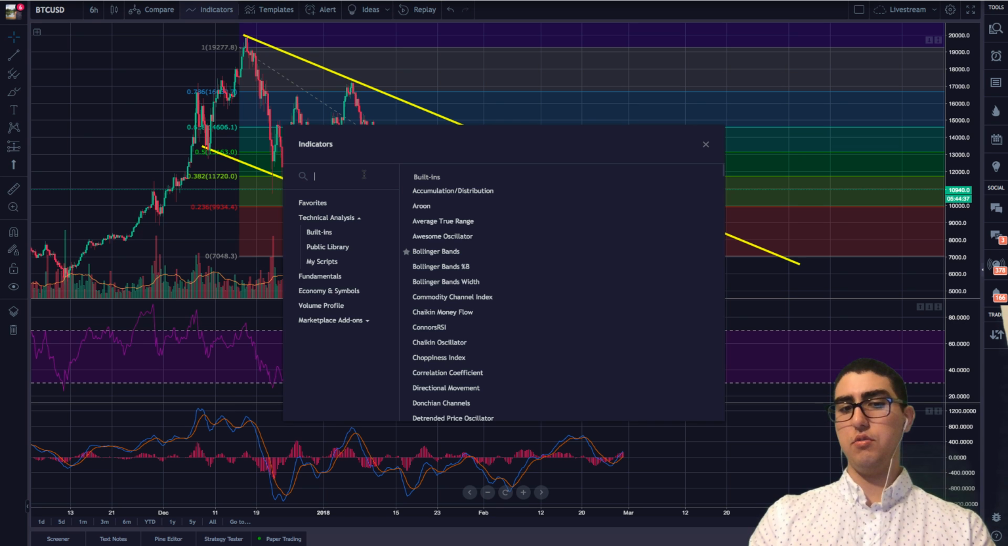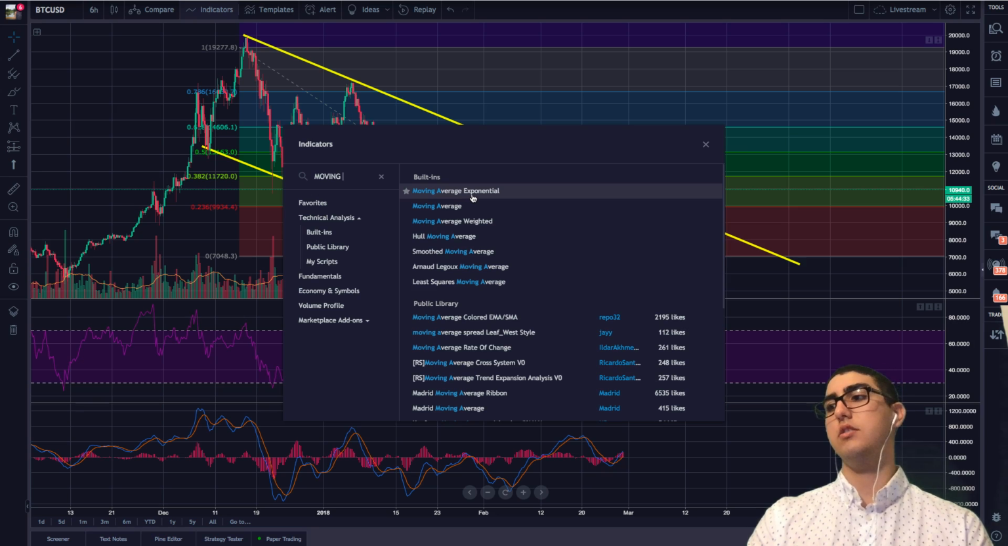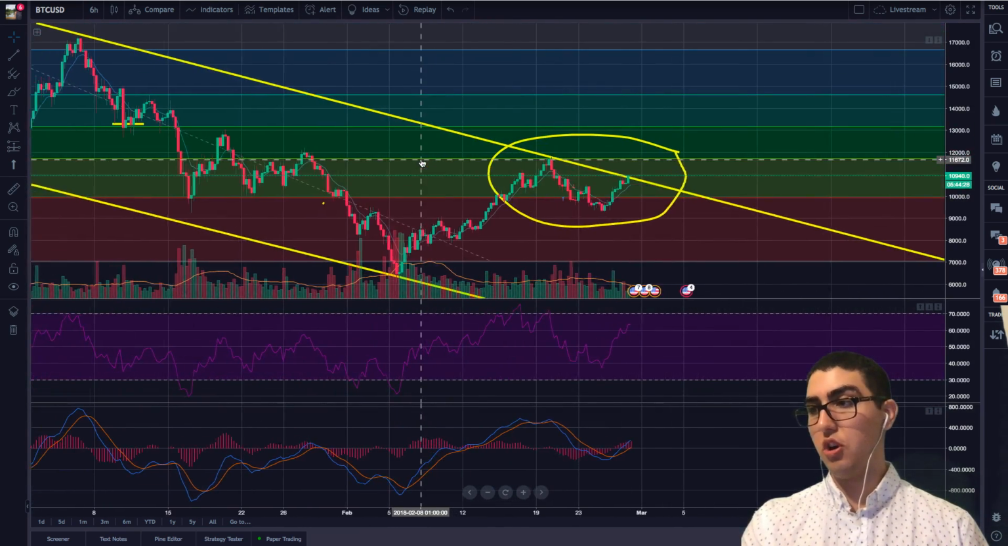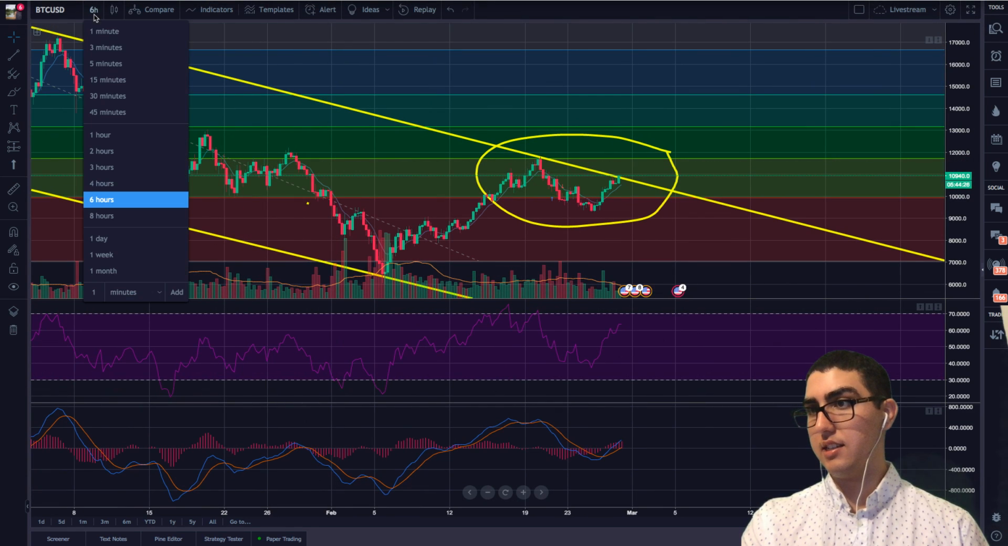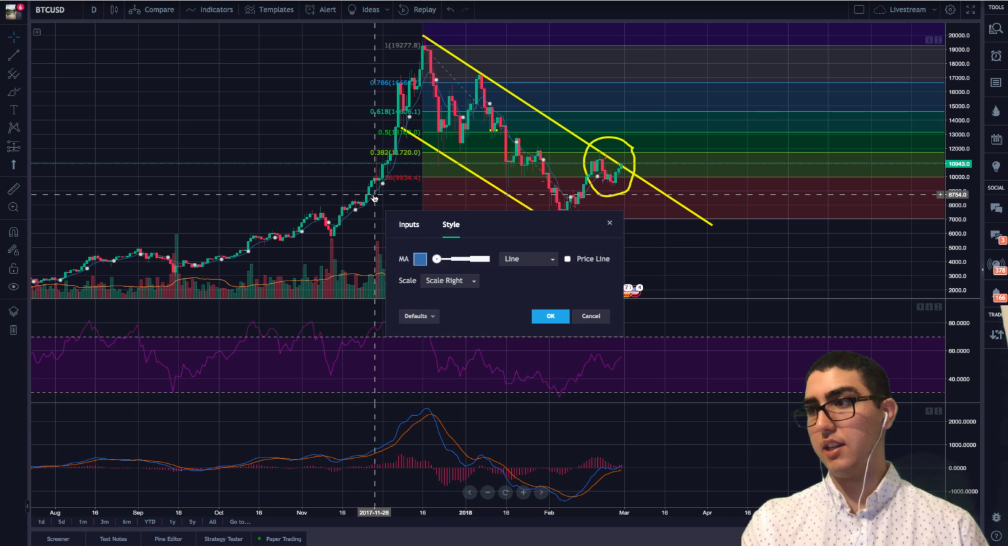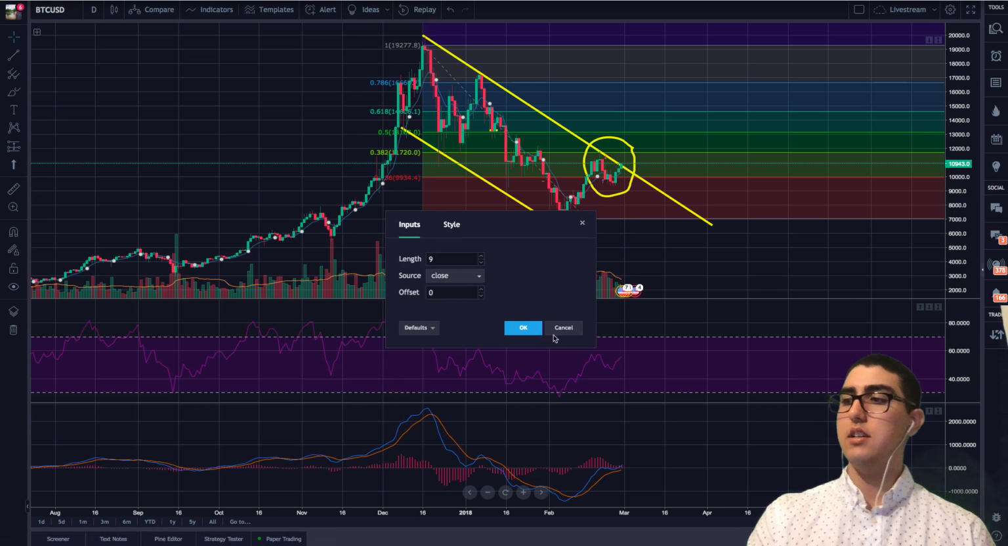So if you do the moving average exponential, this right here, you can set these to actually show the values that you want to see. So if you do the 1-day chart here, you can actually edit these values just by double clicking it and then changing the input here.